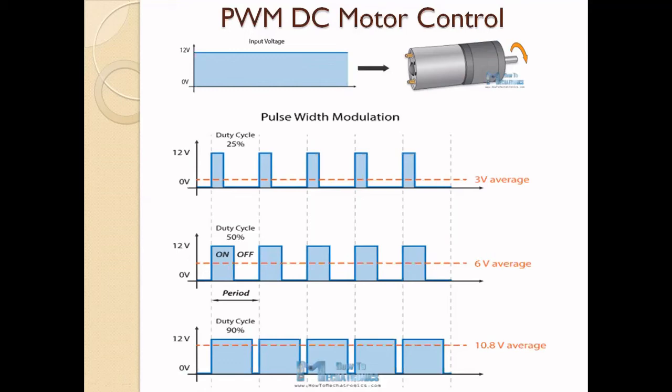When you change the pulse width, or the duty cycle, automatically the average voltage flowing to the motor will change. When it changes, we can control the speed of the motor. So here, the PWM technique is used to control the speed of the motor.